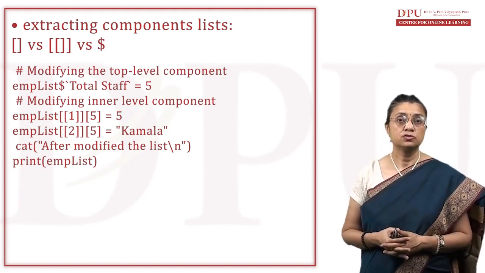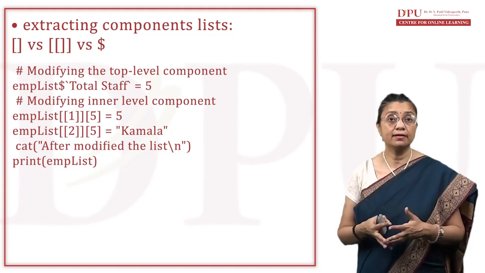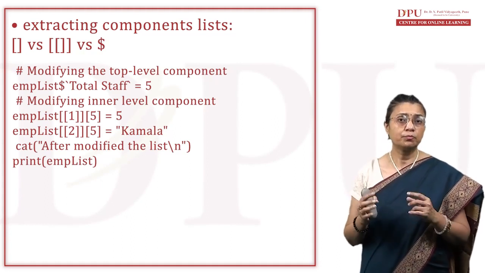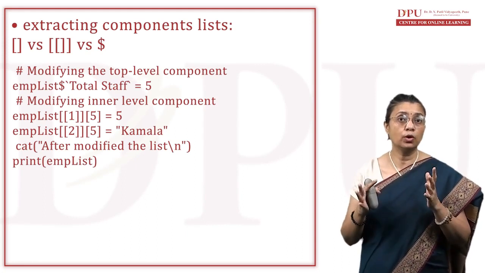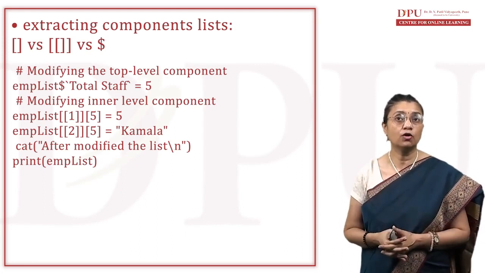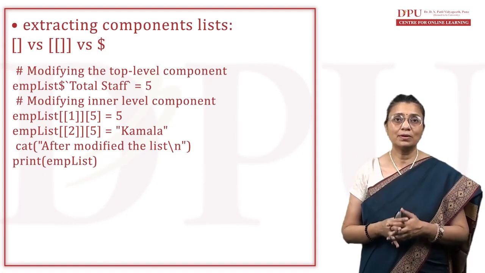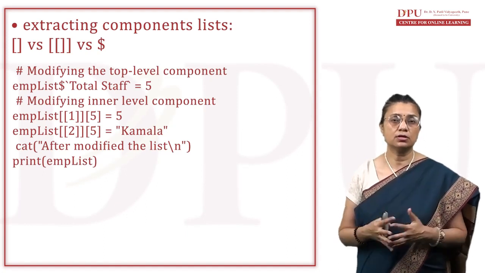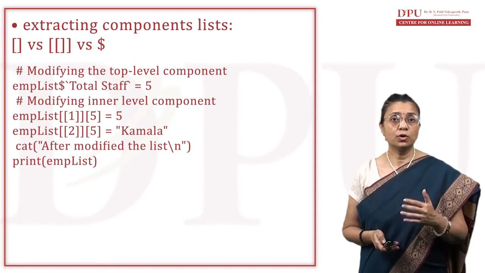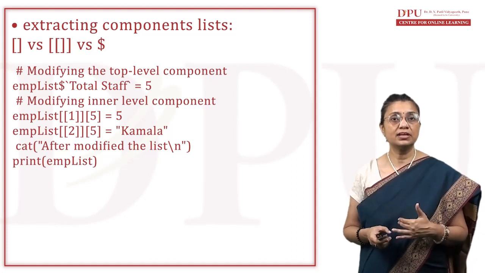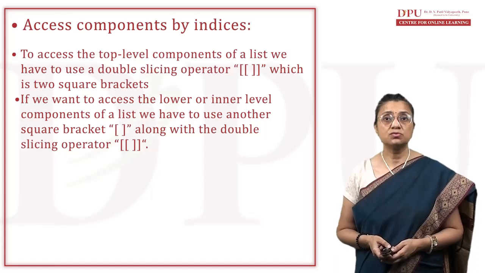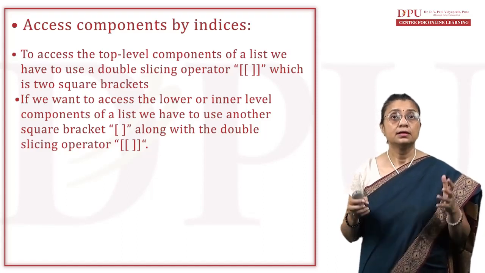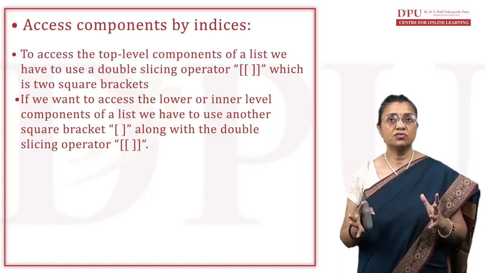It is Kamla. So you can see over here that I have very quickly put certain values in my list. The only thing is that I need to have an understanding of the three symbols: square brackets, double square brackets, and dollar sign. So after modifying, again I can use the same variable name emplist and I can print it on the screen. So students, now let's recap what we have done.